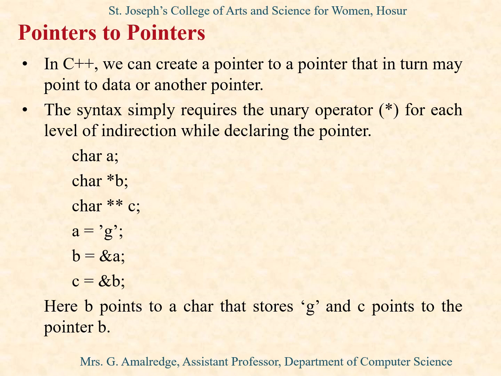Pointers to pointers. In C++, we can create a pointer to a pointer that in turn may point to data or another pointer. The syntax simply requires the unary operator asterisk for each level of indirection while declaring the pointer. Here, the character variable is A, the pointer variable is B and the pointer-to-pointer variable is C. A contains G, B contains the address of A and C contains the address of B. Here B points to a character that stores G and C points to the pointer B.